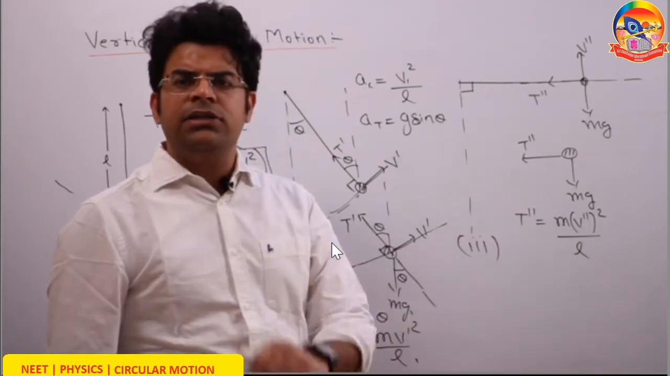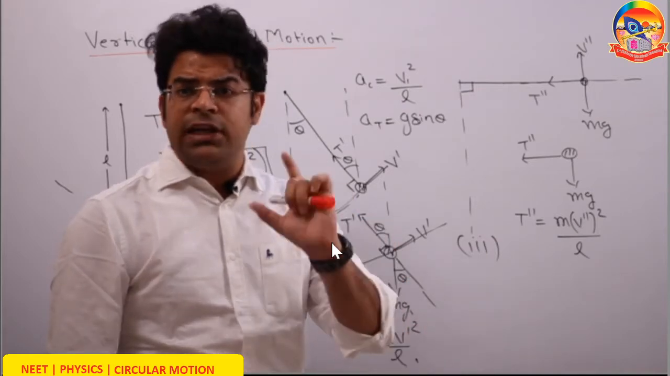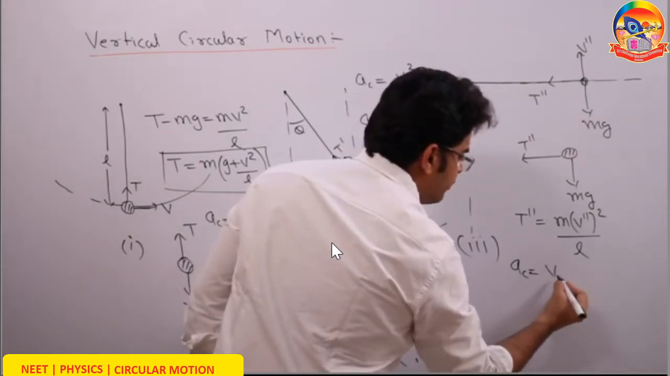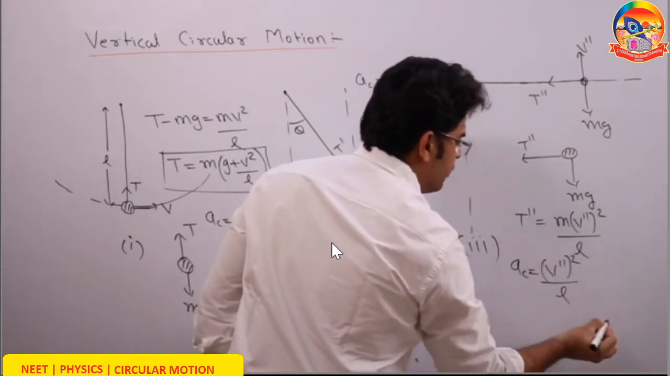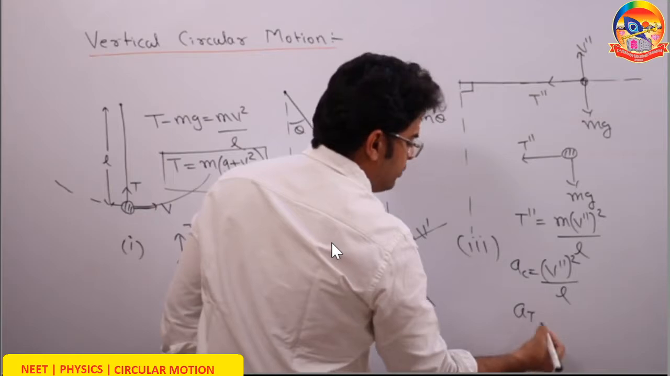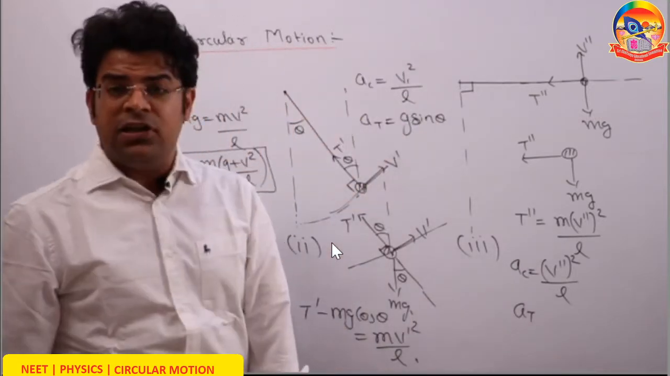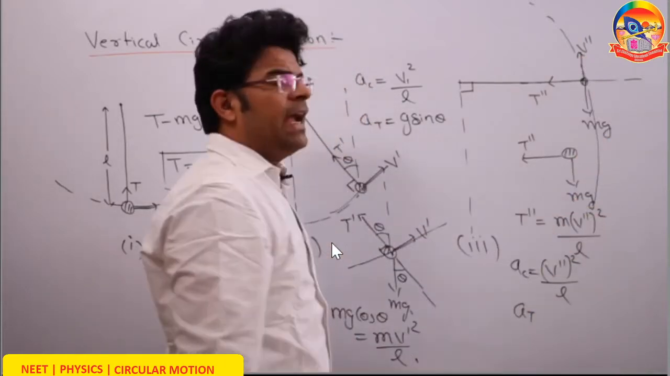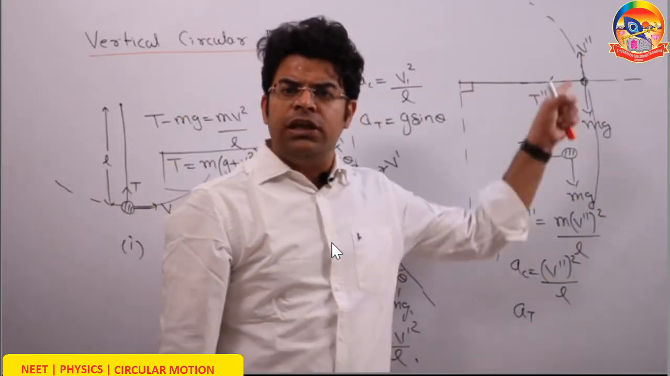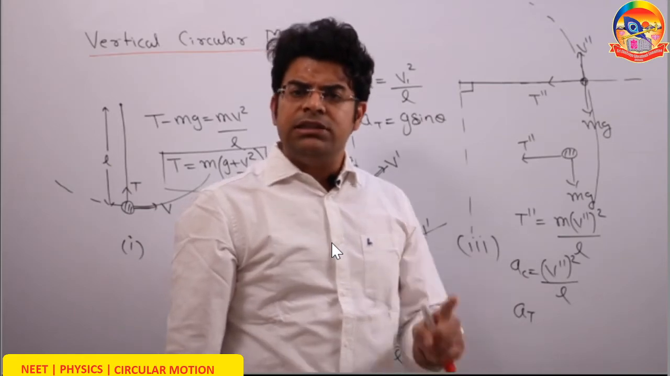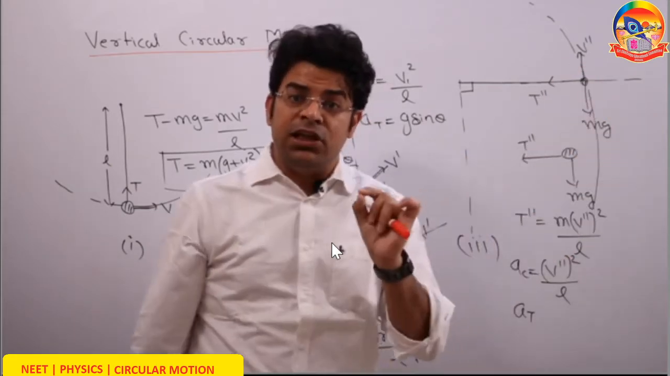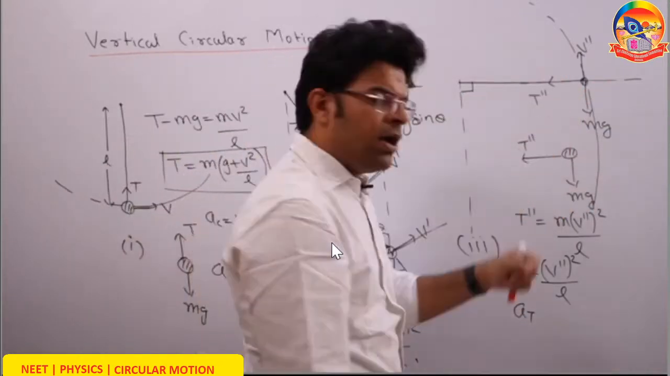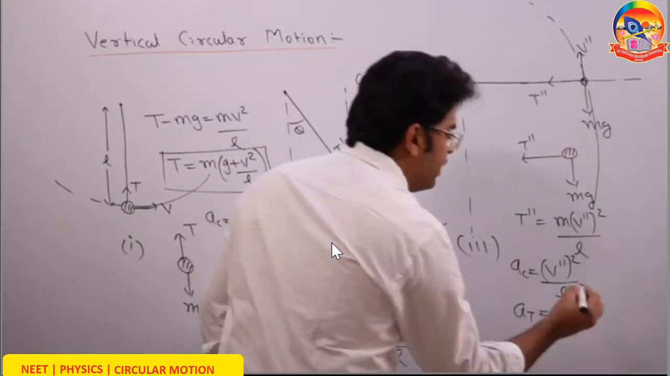Now they might ask, what is the centripetal acceleration, what is the tangential acceleration? So the centripetal acceleration is simply the speed right now squared divided by L. The tangential acceleration has to be how much? To find the tangential acceleration, look at the force acting in the tangential direction. What is the force acting in the tangential direction? There is the entire force of mg. Since the entire force mg acts in the tangential direction, the tangential acceleration is the force in the tangential direction, mg, divided by mass. So the tangential acceleration will be equal to g.